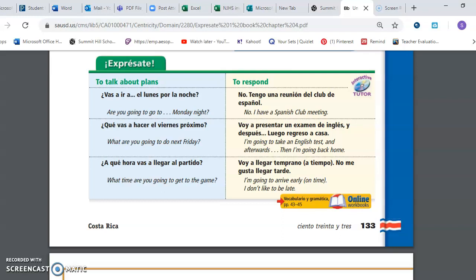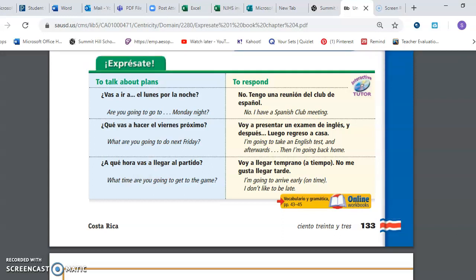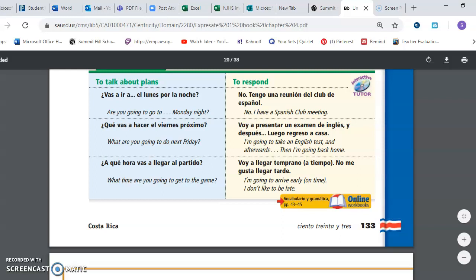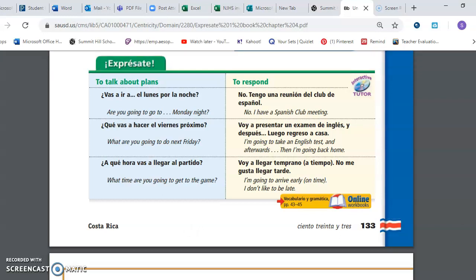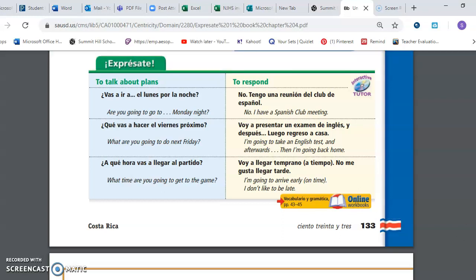The next one is, ¿a qué hora vas a llegar al partido? Llegar, to arrive. Remember this part. Vas a llegar. Notice that vas is conjugated with the tú form and llegar means to arrive. You cannot have two verbs together. This is why I put the a in between. So you're saying, what time are you going to get to the game? ¿A qué hora vas a llegar al partido? Once again, they're asking you with vas. Your answer should be with voy, because they're asking you.